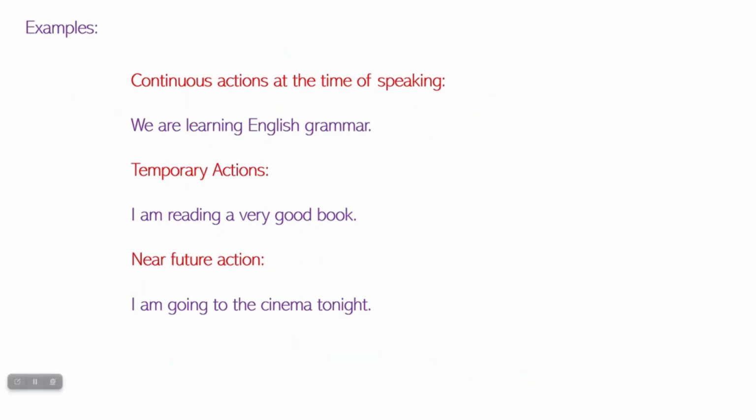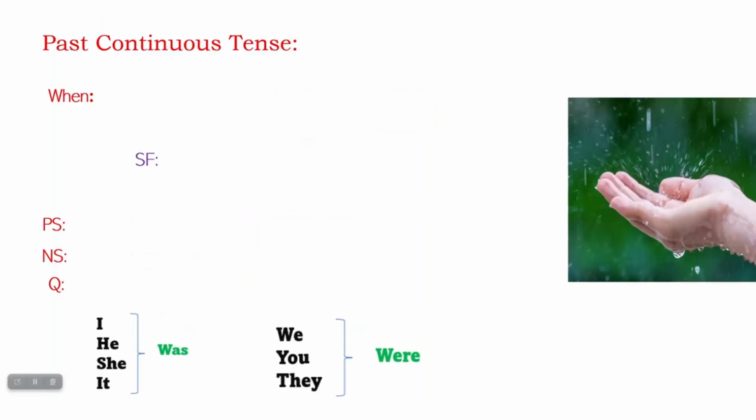Continuous actions at the time of speaking. Now, what are we doing now? We are learning English grammar. Next, temporary actions. I am reading a very good book. At present, while speaking, I am not reading any book, but recently I am reading a good book. Next, near future actions. I am going to the cinema tonight. It's a near future.